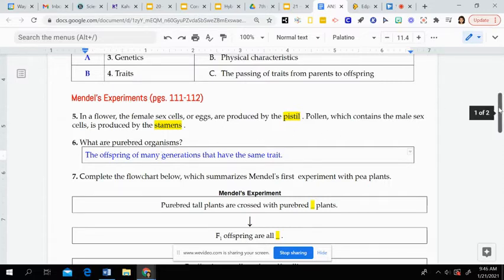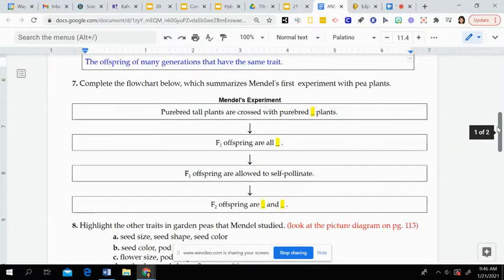Then for the flow chart, we were looking at Mendel's first experiment with pea plants and what happened. So those purebred tall plants were crossed with purebred short plants. Then that first generation of offspring, or that F1 generation, showed that they were all tall. So we're going to say the F1 offspring are all tall plants.